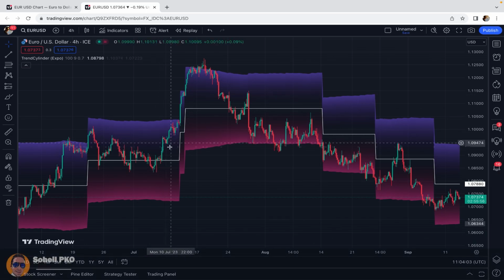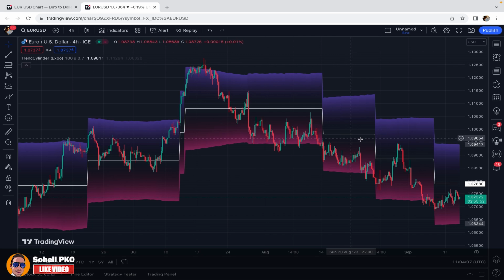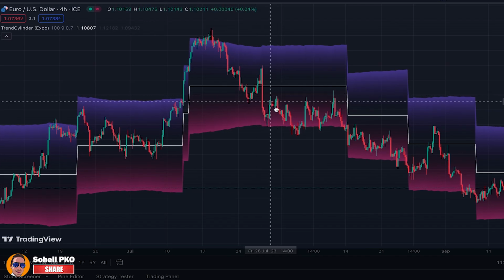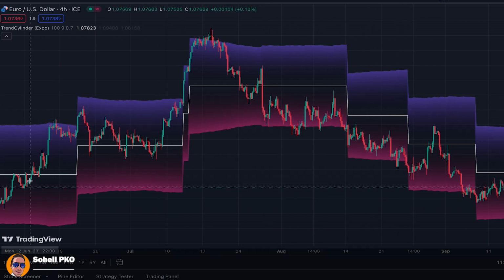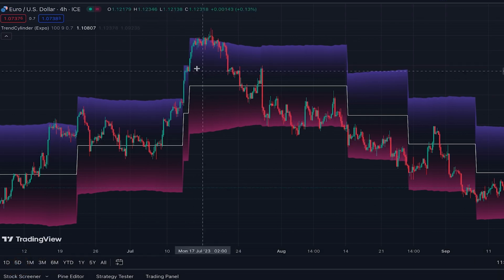Alright, so this line in the middle of the channels is our trend line, and it helps us to identify the current trend of the market. When the price is below the trend line, it shows that the market is in a downtrend, and when the price is above the trend line, it shows that the market is in an uptrend.